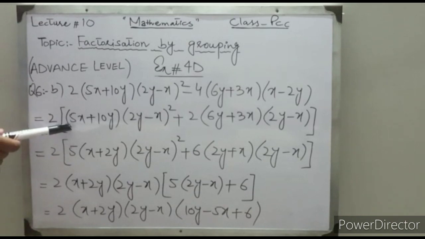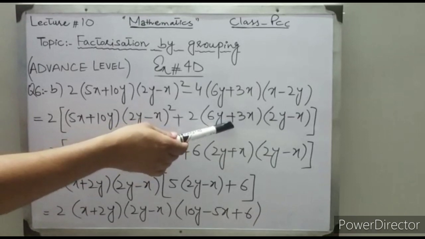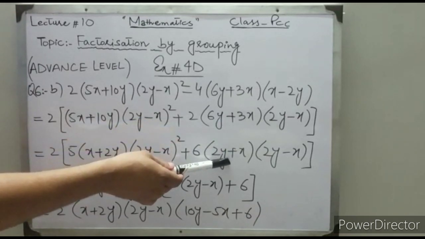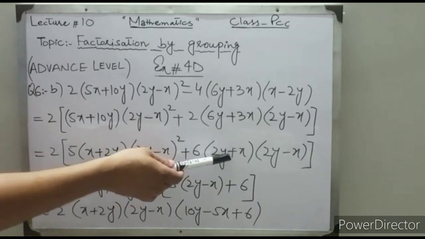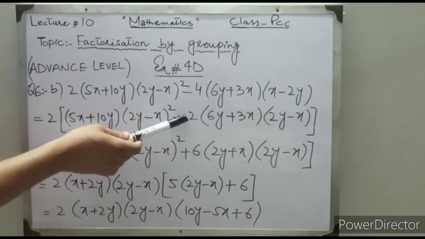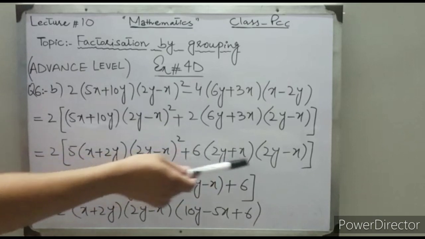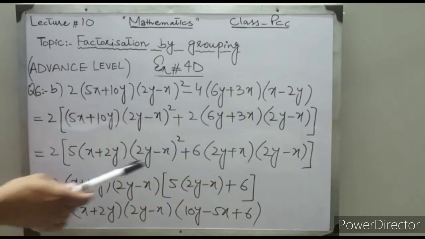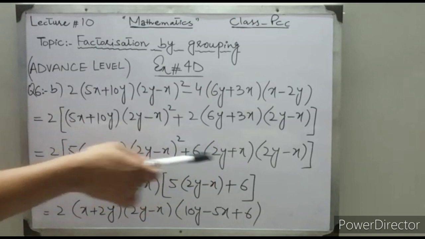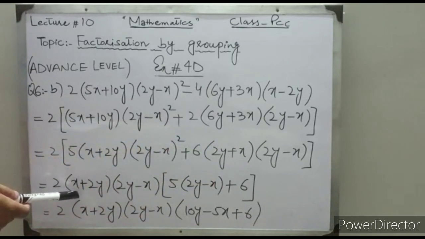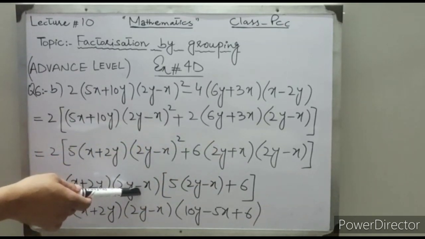Now students, you can see in the first bracket we have 5 common, remaining we have x plus 2y. 2y minus x whole square will be same. In this factor we have again 3 common, the remaining we have 2y plus x. Taking 3 common, this 3 will be multiplied by 2, so it will be 6. Now students, we have 2y minus x, one factor common, second factor is x plus 2y. Take these two factors common, we have 2 into x plus 2y, 2y minus x.